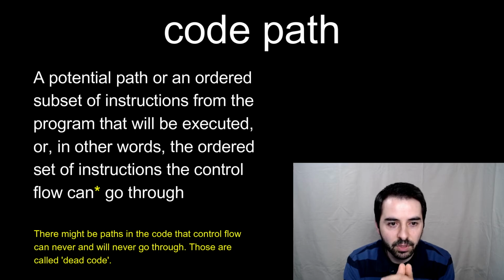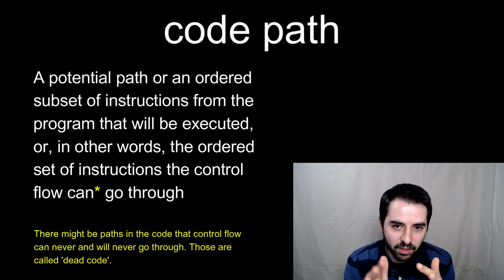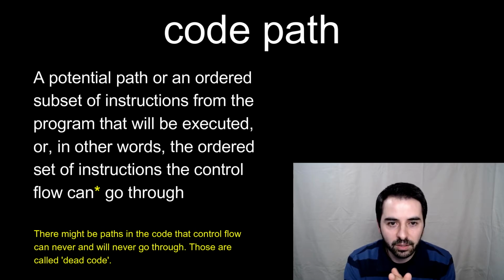So there are different categories, and before that I mentioned code path. The definition of a code path is basically, if you have different paths in your code that the control flow can go through, each one is a separate code path. So I'll bring this up explicitly when we go through an example again.